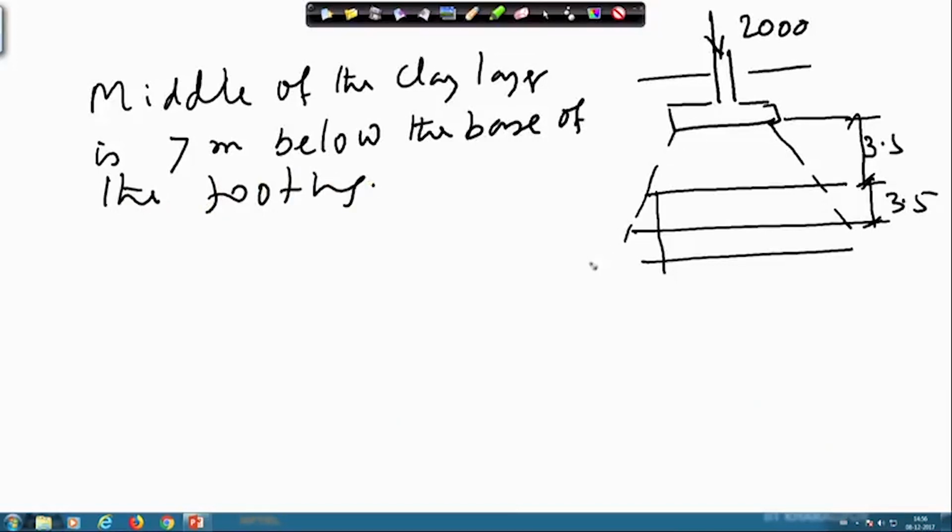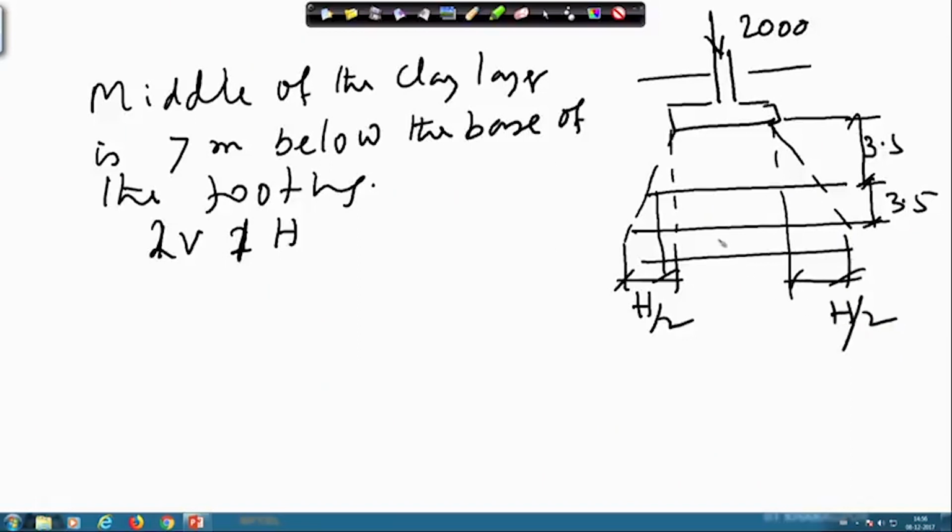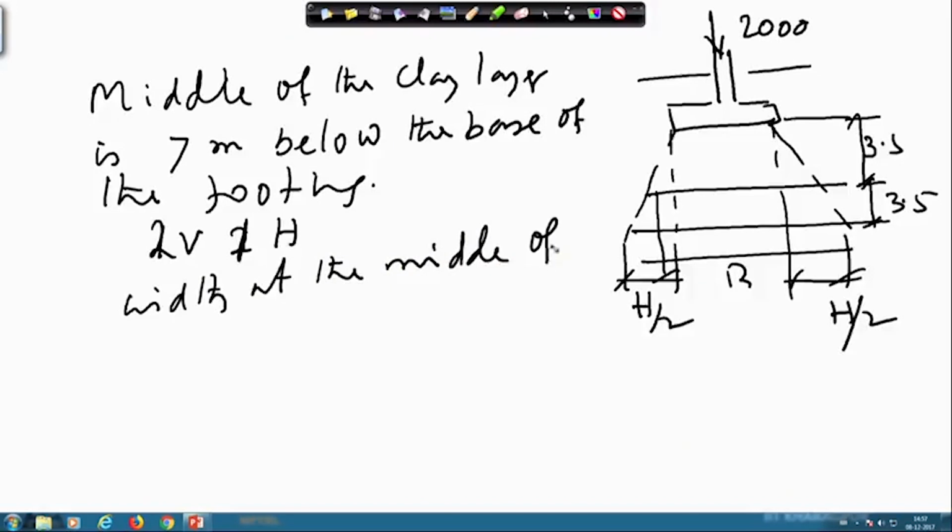When you do the dispersion at this depth, we take one vertical, two horizontal, or two vertical and one horizontal. If it is 7 meter, in this direction it will be enlarged by h by 2, and in this direction also h by 2, and this is equal to b. So, b plus h by 2 plus h by 2, ultimately the width at the middle of the layer will be equal to b, which is 2.5, plus depth 7. So, it is 9.5 meter.